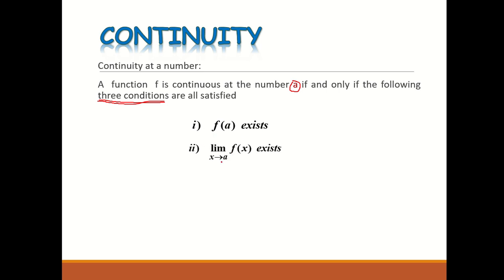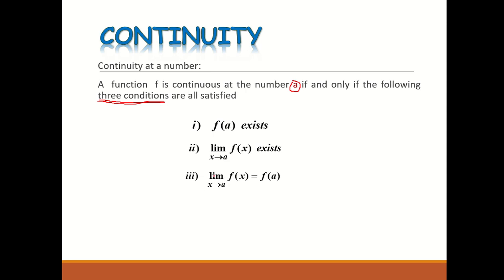The second condition is that the limit of f of x as x approaches a exists. It means that you need to determine the limit of f of x as x approaches a from the left, and also the limit of f of x as x approaches a from the right. And we know that for the limit to exist, the left hand limit and the right hand limit must be equal. We have to remember this condition.